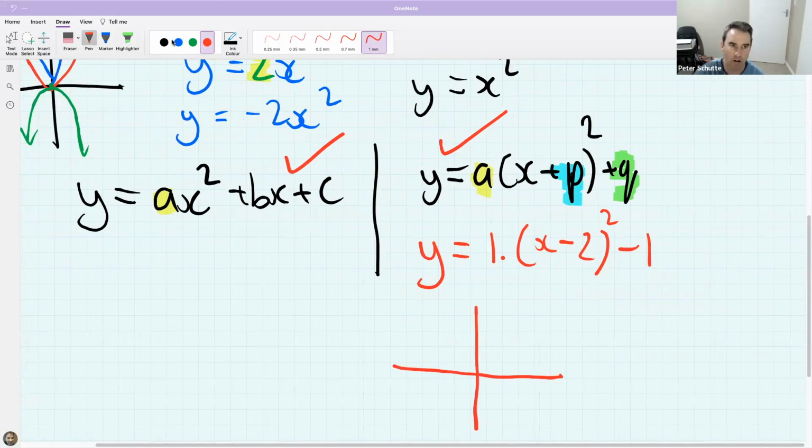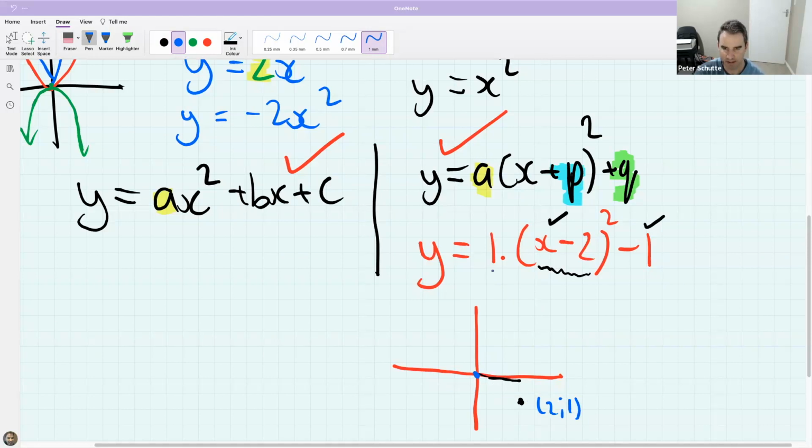So this graph started out in life as y equals x squared, and then this happens. What does this x minus 2 do? I think it takes the graph that used to be anchored here and moves it 2 units across. So it's 2 units to the right. But then what does the minus 1 do? I think it moves that down by 1. So the turning point of this new graph is no longer going to be at 0, 0. It's now moved to the point 2, 1.